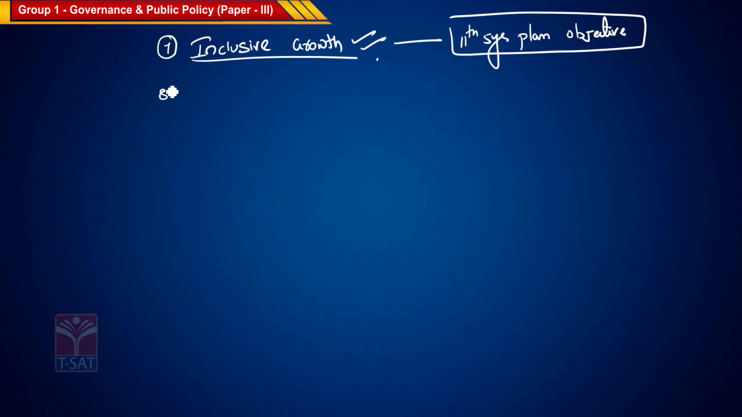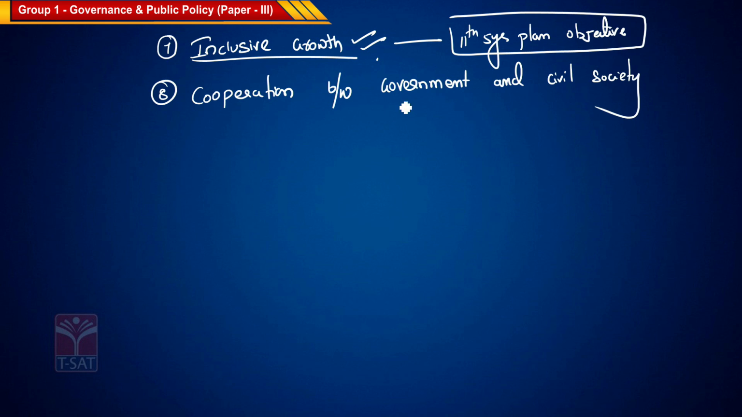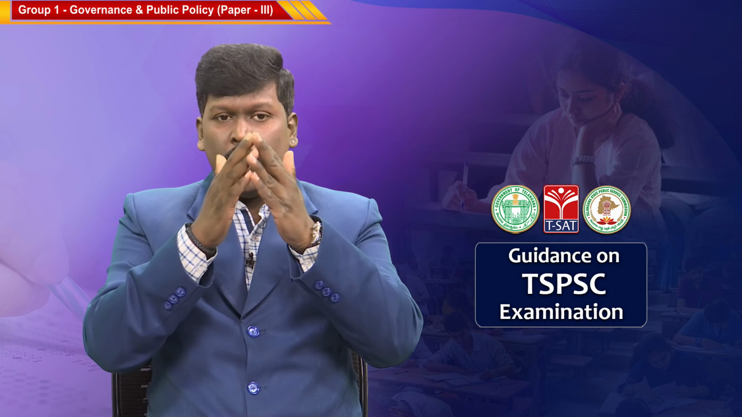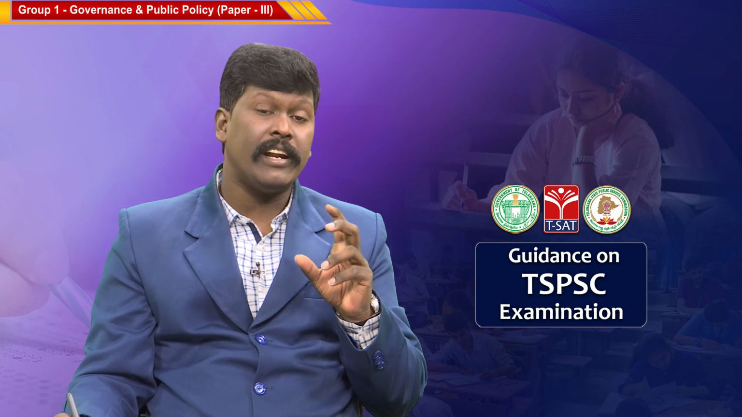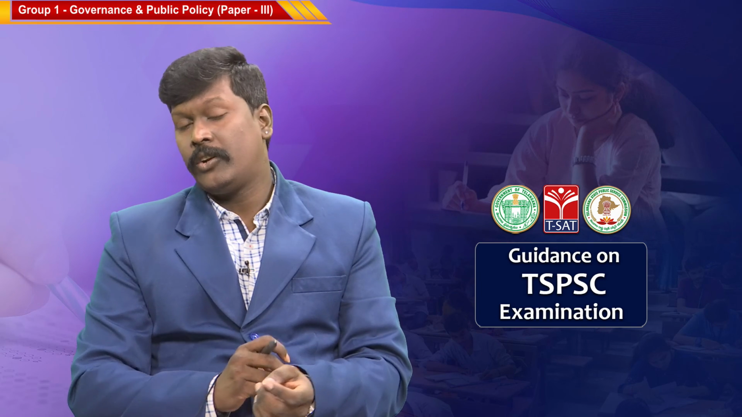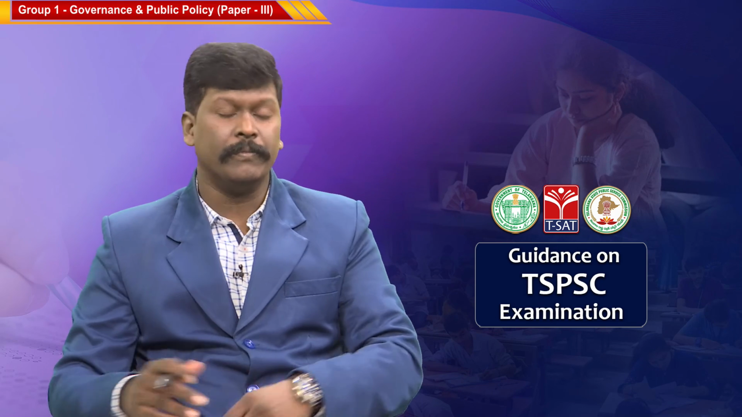Now, the last one, the eighth. The eighth feature is cooperation between government and civil society. Civil society cooperation, pressure groups, NGOs, media, all these are very important for good governance. These are the 8 features identified by the World Bank through a report published in 1992. And it said these are the 8 features which are important for the governance of the country.